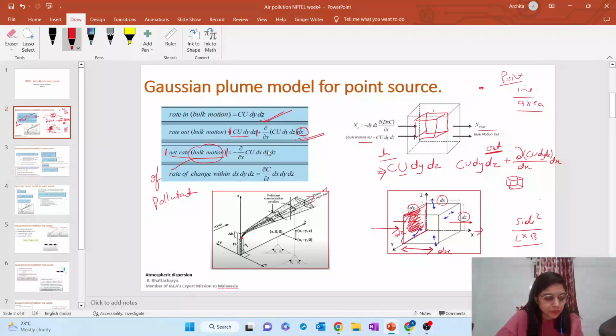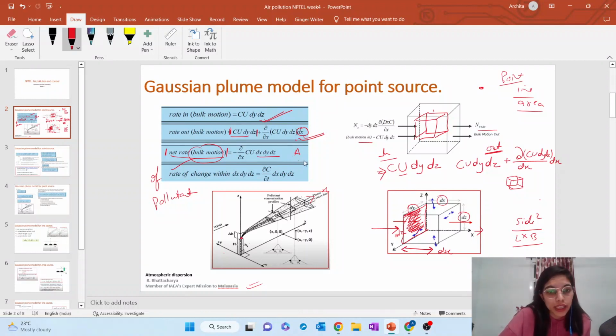In the lecture that sir has shown, sir has used it as an area. But here I have taken this from the atmospheric dispersion lectures. If you want, I can give this to you in the next class. So this is what they have done.